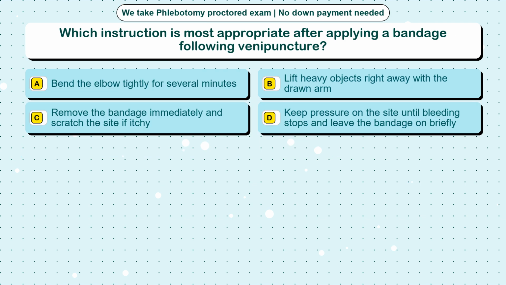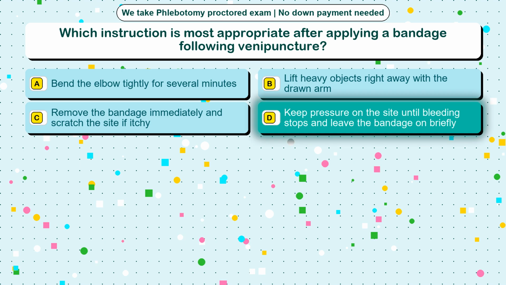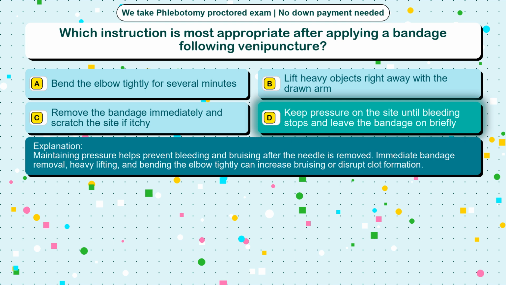Question 89. Which instruction is most appropriate after applying a bandage following venipuncture? Option A, bend the elbow tightly for several minutes. Option B, lift heavy objects right away with the drawn arm. Option C, remove the bandage immediately and scratch the site if itchy. Option D, keep pressure on the site until bleeding stops and leave the bandage on briefly. The correct answer is option D. Maintaining pressure helps prevent bleeding and bruising after the needle is removed. Immediate bandage removal, heavy lifting, and bending the elbow tightly can increase bruising or disrupt clot formation.